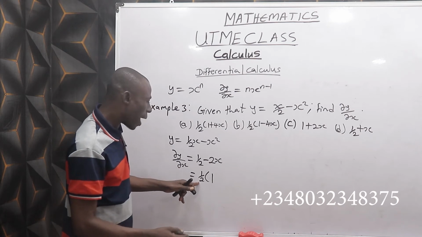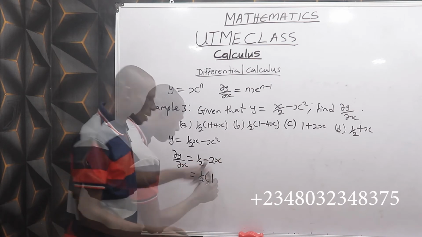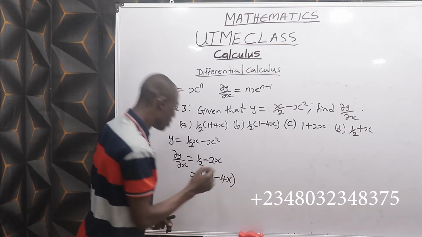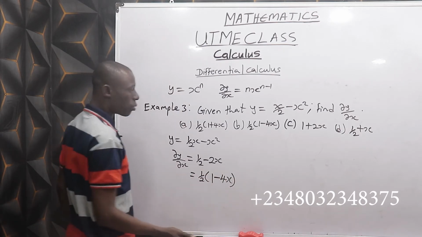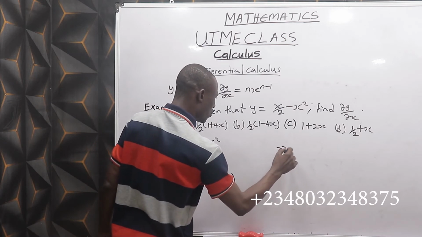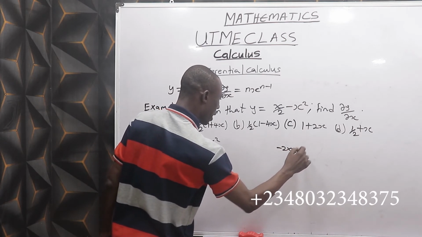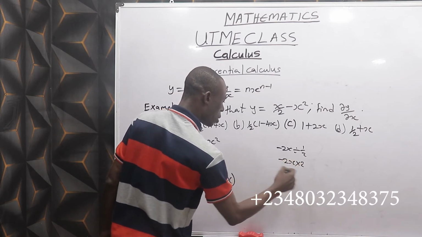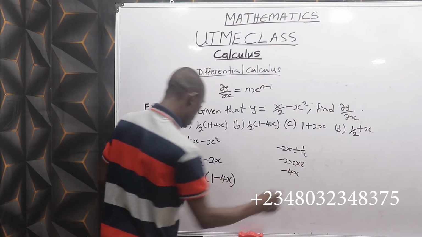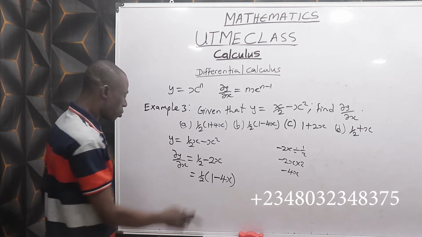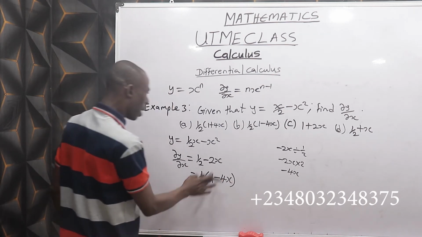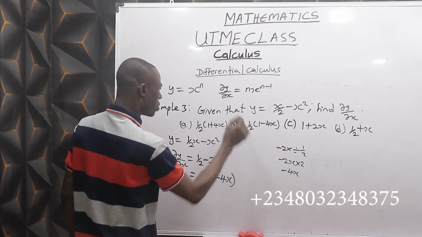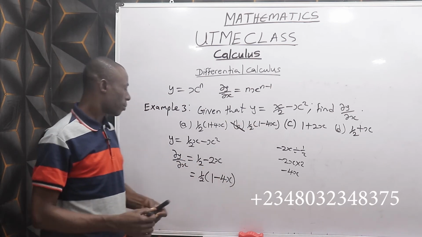Use the half to divide negative 2x. It gives us negative 4x. And that is it. If you use it to divide it, let's see. Negative 2x divided by half means negative 2x times 2, which is negative 4x. And that is why we have it like that. So this is the answer, and that tallies with option B. Option B is the correct answer.